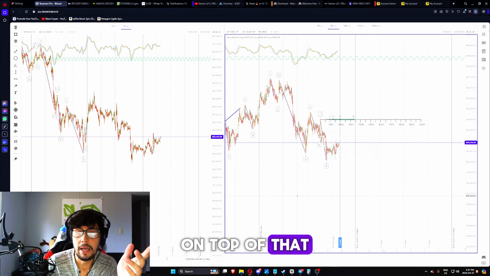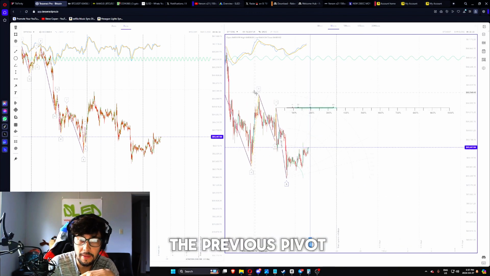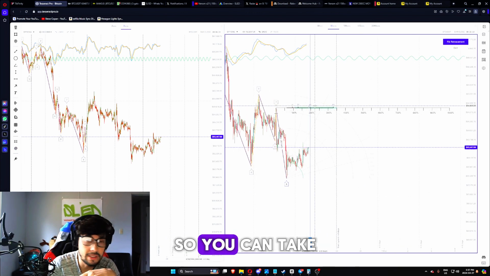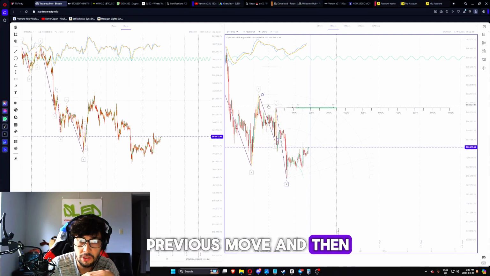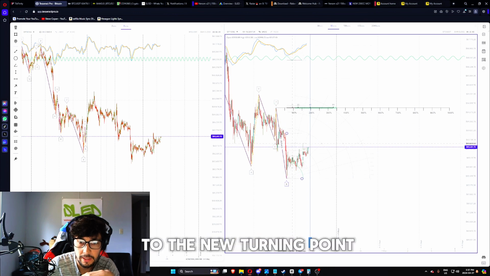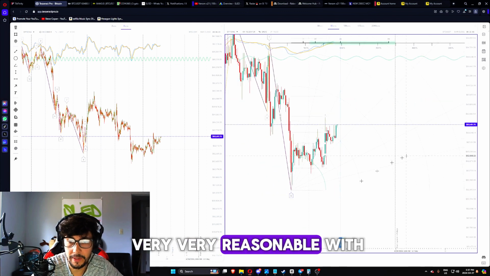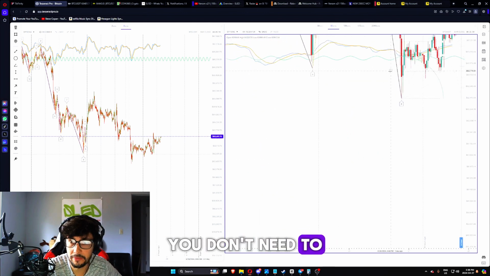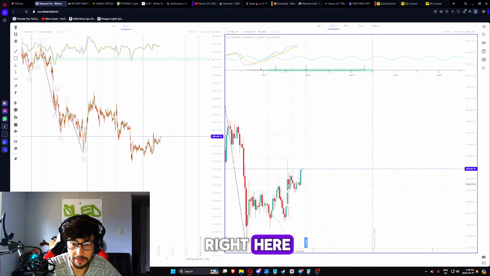On top of that, you can always use a fib, and you can mark the previous pivot. So you can take a fib, mark the previous move, and then you can move it to the new turning point, and you can be very, very reasonable with your profits. You don't need to wait for the whole Gann fan to form. Right here, we're forming nicely.